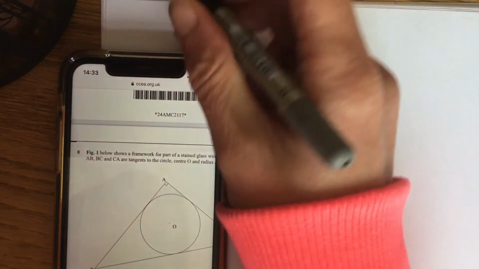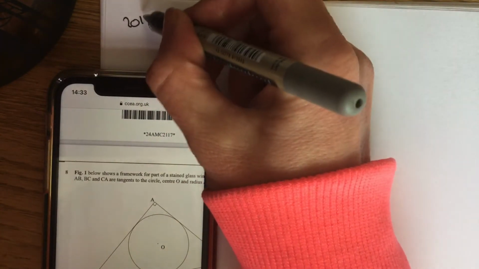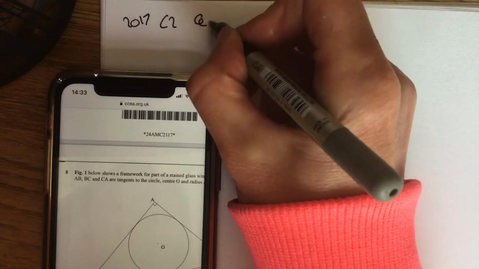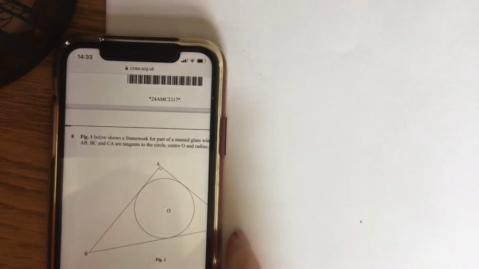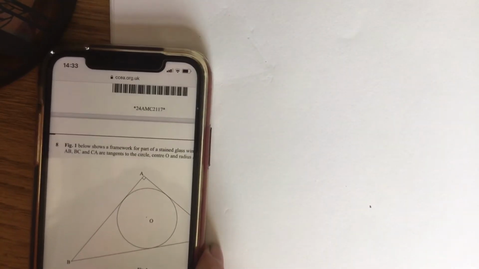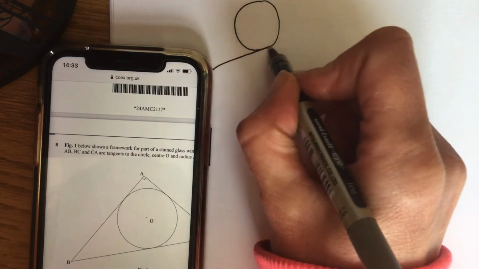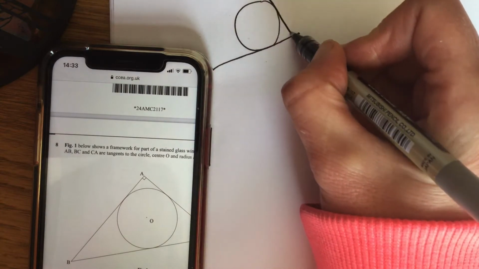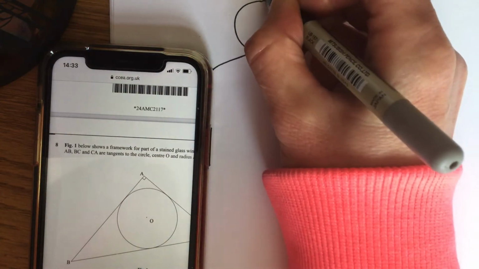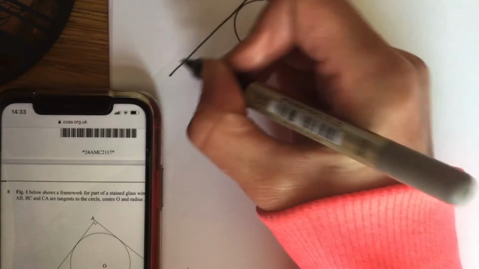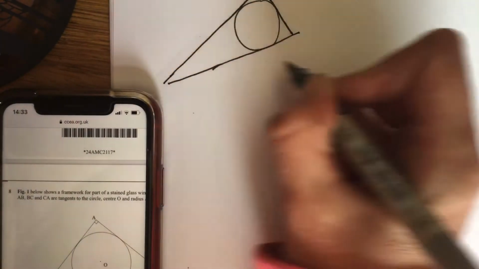Okay, the question I'm going to look at now is from 2017, the C2 paper, and it's question 8. It's a very tricky question. I'm going to draw out the diagram that they've given there, just so I can write on it. I'll try to draw it out as neatly as I can and explain all the bits and pieces. So this is the shape that they have here.